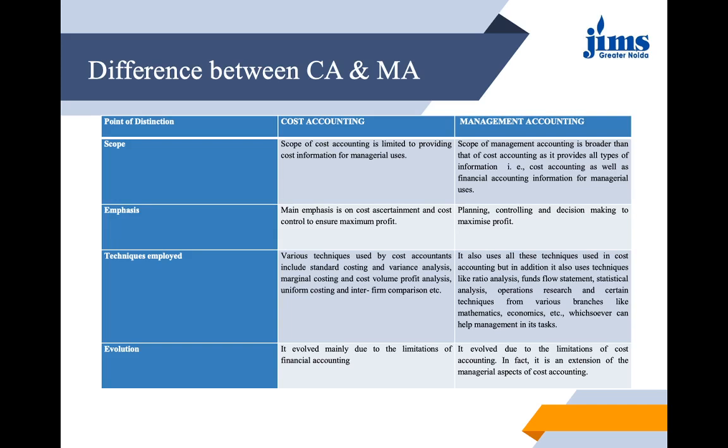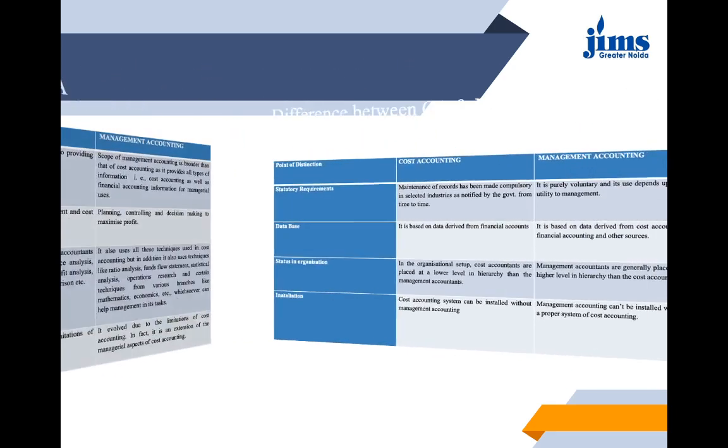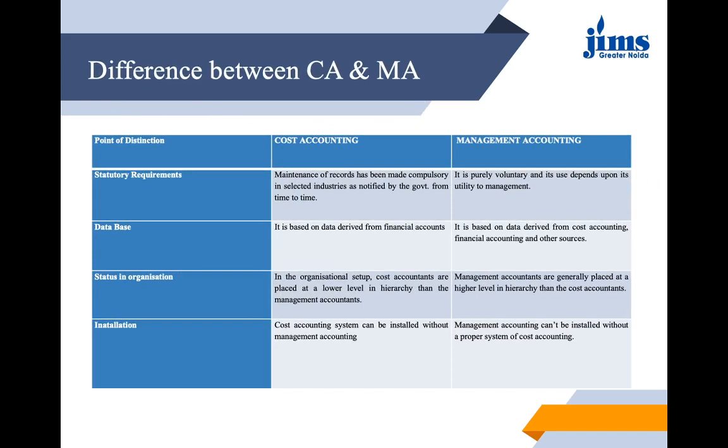Now let us see management accounting. Management accounting has also evolved due to a limitation, but it has evolved due to the limitation of cost accounting. What kind of limitation of cost accounting? That cost accounting does not take decisions for the future. It does not plan for the future, how to expand the business. Basically, we can say it is an extension of the managerial aspects of cost accounting. Just the last slide to cover a few more differences.